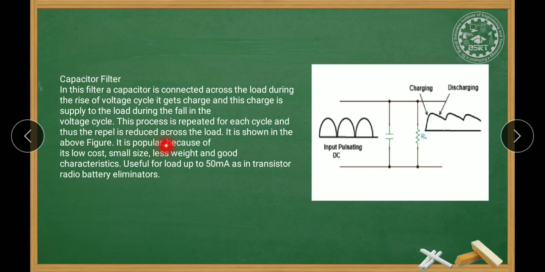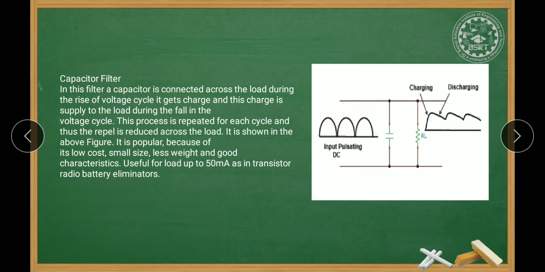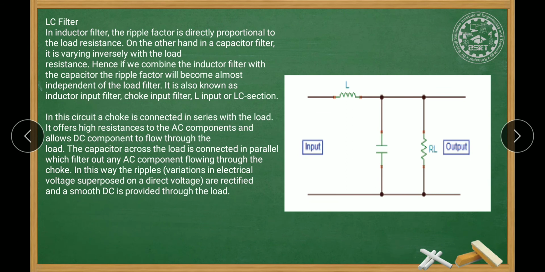It is popular because of its low cost, small size, less weight and good characteristics. Useful for load up to 50 milliampere as in transistor radio battery eliminators. So this capacitor charges to its maximum peak value in the positive half cycle. When the input voltage is dropping, it slowly discharges. Again it charges for the next positive half cycle, again slowly discharges. So the output waveform is nearly pure DC.